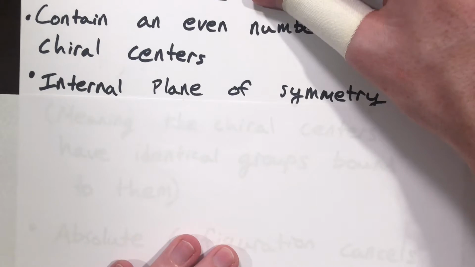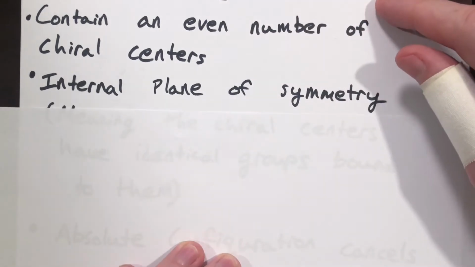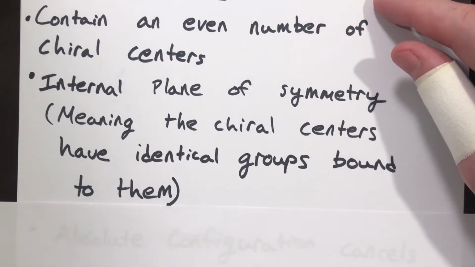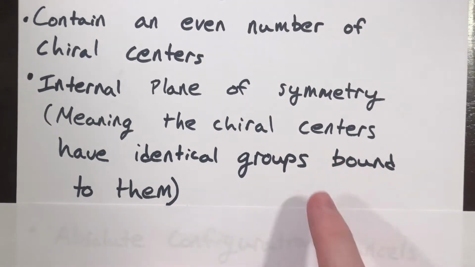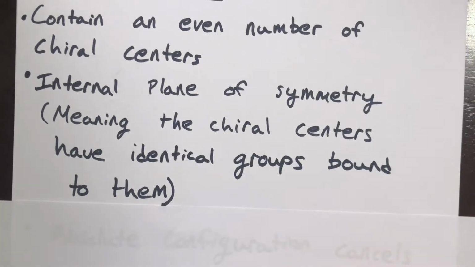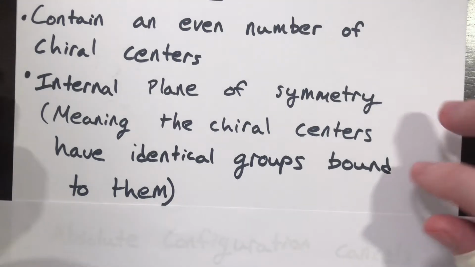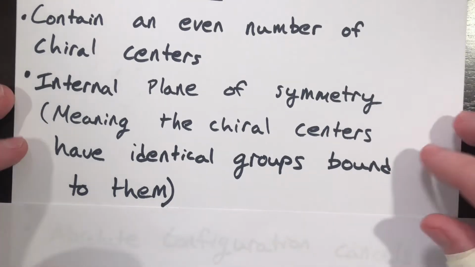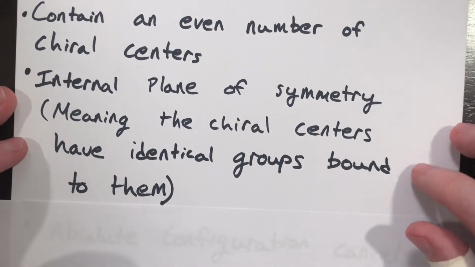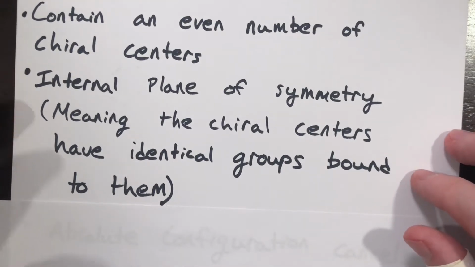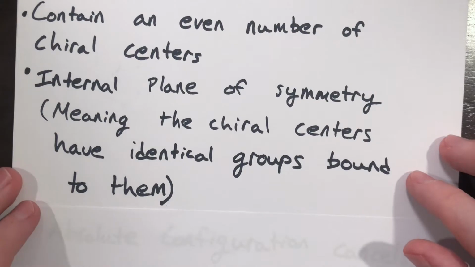Next, the meso compound must have an internal plane of symmetry. What that means is that the chiral centers will have the exact same groups bound to them. This will be more clear with a specific example, but some students can see the internal plane of symmetry rather quickly. Others find it a little bit more difficult. Both of these will help you get to the correct idea, but you need to be able to identify the internal plane of symmetry, and it may take some practice.